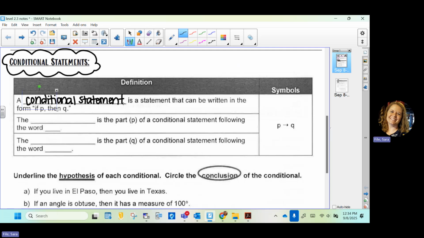A conditional statement is a statement that can be written in the form if P, then Q. This is the symbolism that we use. We use lowercase p and q, and then there's an arrow from p to q. The way that we read this is, if P, then Q. Now, the part that comes after the if is what we call the hypothesis.